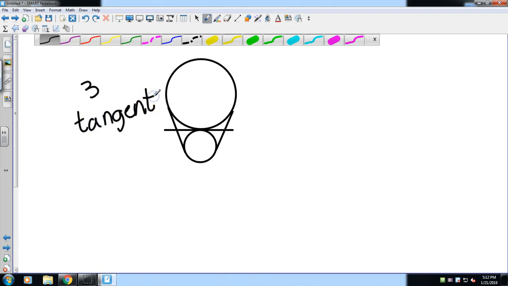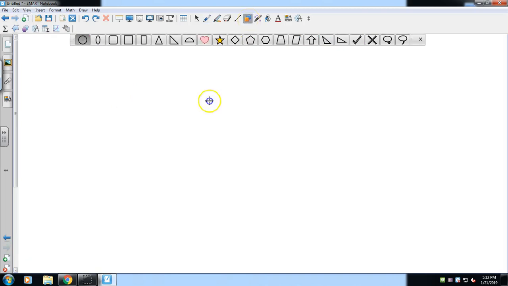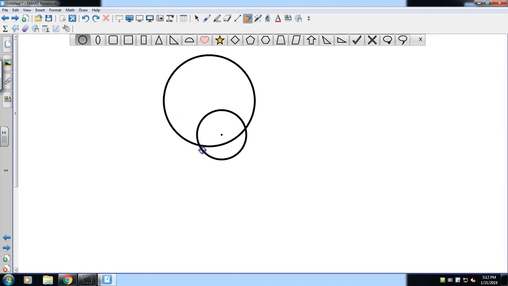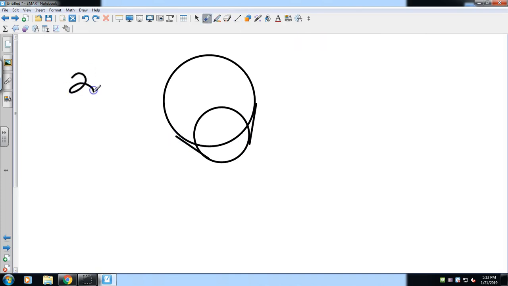Now let me get to the 2. If I had something like that, I can't have anything go through the middle. And so I would only have 1 and 2. So in that case, 2 common tangents. Okay, so I just drew a 4 common tangent, 3 common tangent, 2 common tangents.